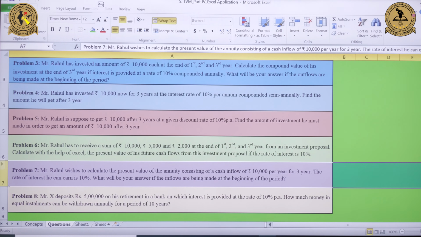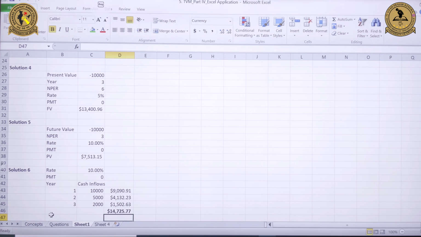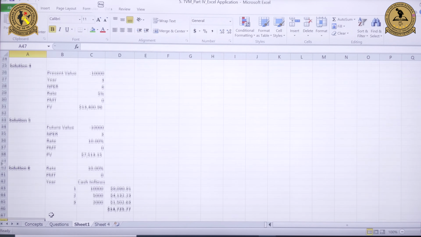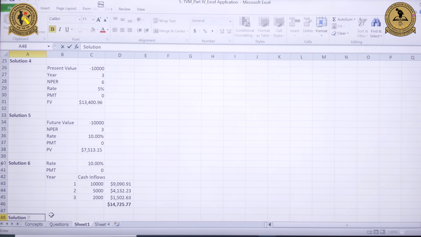Now let's focus on problem 7, which is a case of present value of series of equal cash flow. Mr. Rahul wishes to calculate the present value of annuity consisting of cash inflows of rupees 10,000 per year for 3 years. The discount rate is 10%, and you also need to calculate your answer if the inflows are being made at the beginning of the period. Now in this case, this is a case of present value of series of equal cash flow. This is your solution 7.